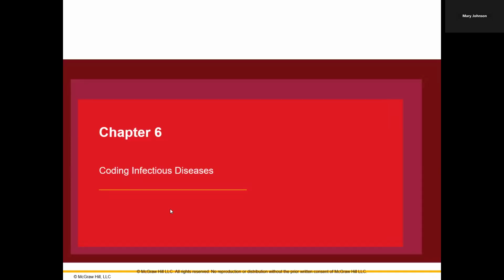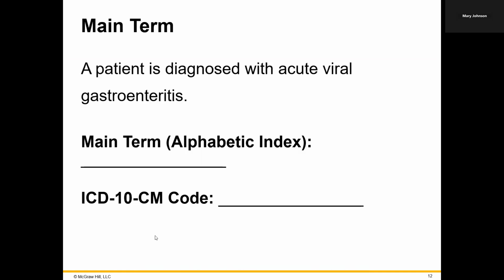Let's head into chapter 6. We're starting to get a little bit more specific here. Coding infectious diseases. This chapter is going to cover things such as inflammation, bacterial infections, viral infections, parasitic infections, and the list goes on. So that's what chapter 6 is focusing on. So let's put our practice, what we've learned so far, into identifying the main term and the ICD-10-CM code.